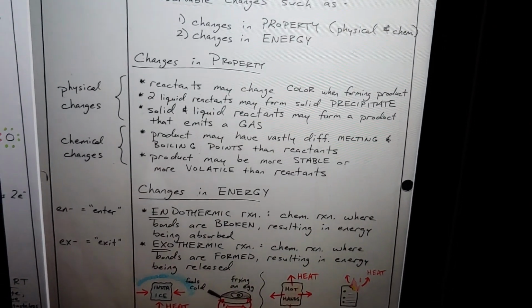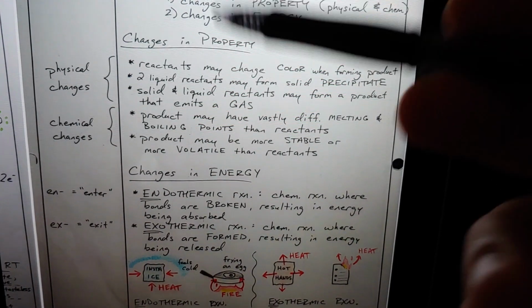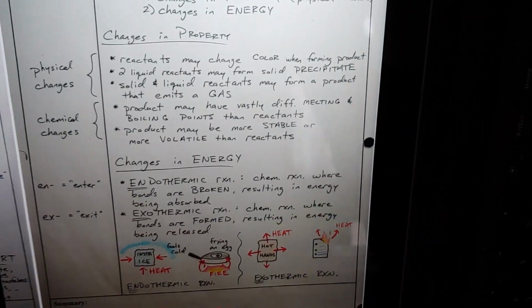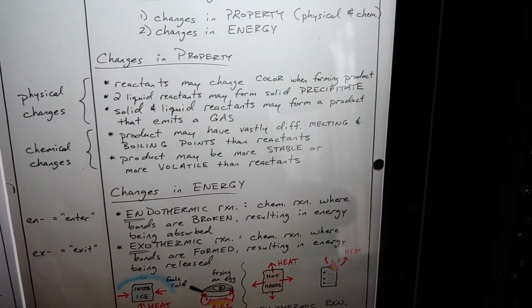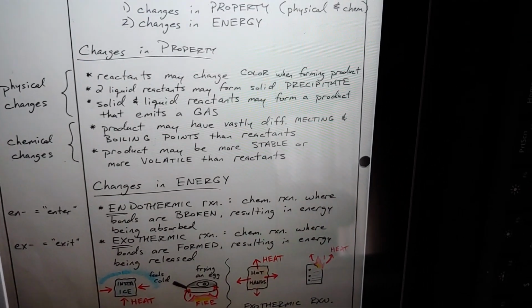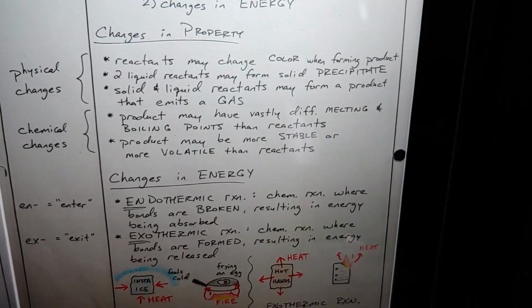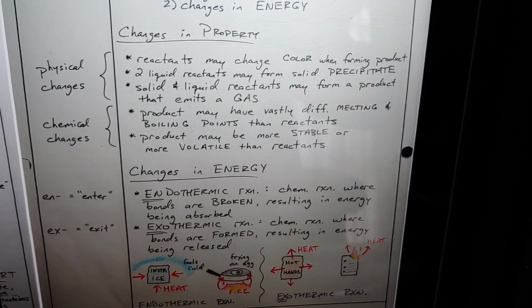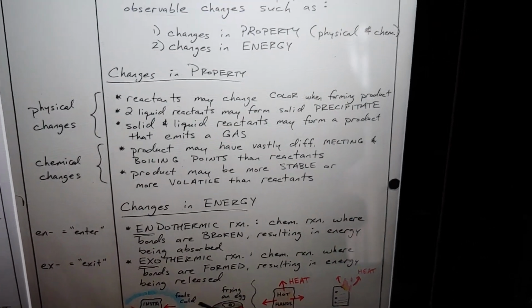Now, you might have a chemical change. For example, the product may have a vastly different melting and boiling point, like we saw earlier with magnesium and oxygen. Magnesium and oxygen had lower melting and boiling points, but when you made magnesium oxide, the boiling point and the melting point was 10 times the difference. And here's another one. The product may be more stable or more volatile. Magnesium is flammable. Magnesium is explosive. Oxygen is flammable. You put it together, it's flame retardant.